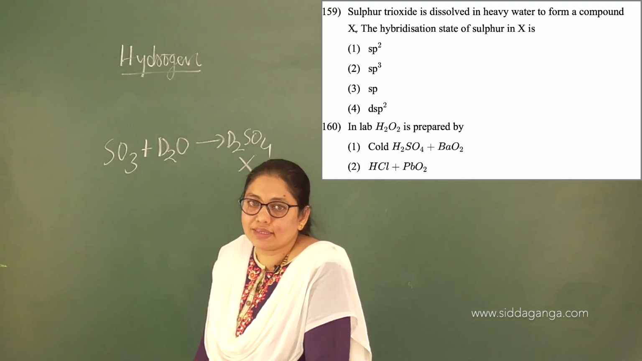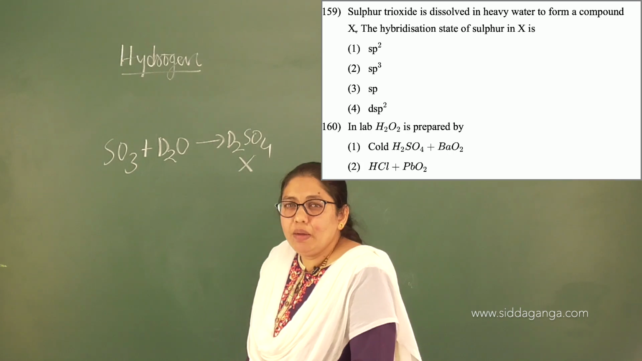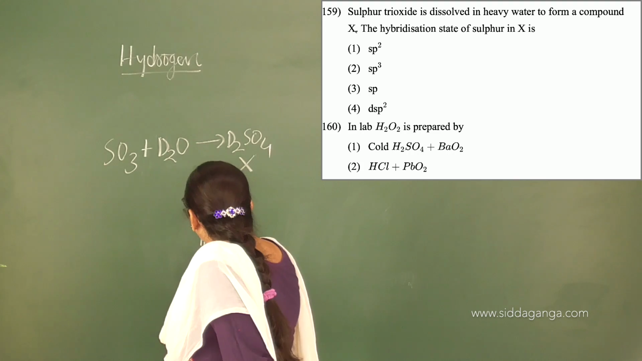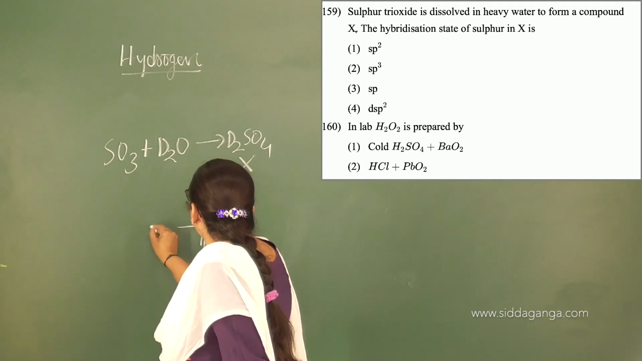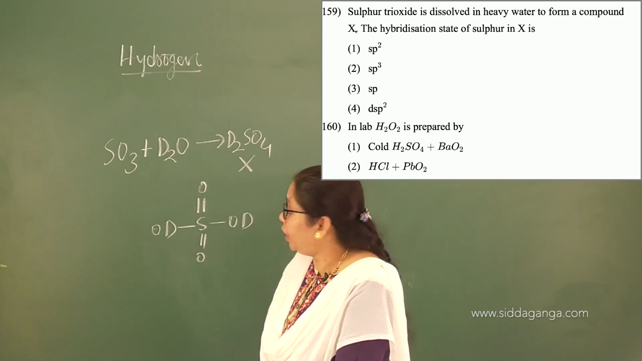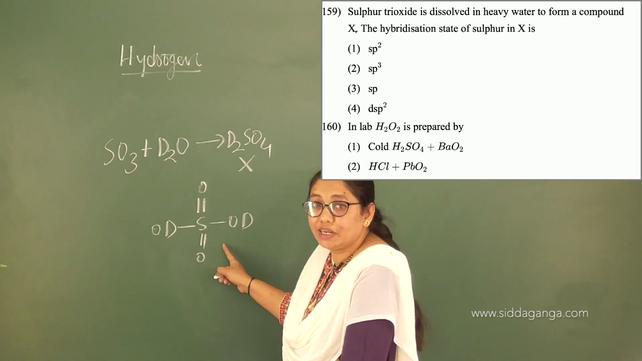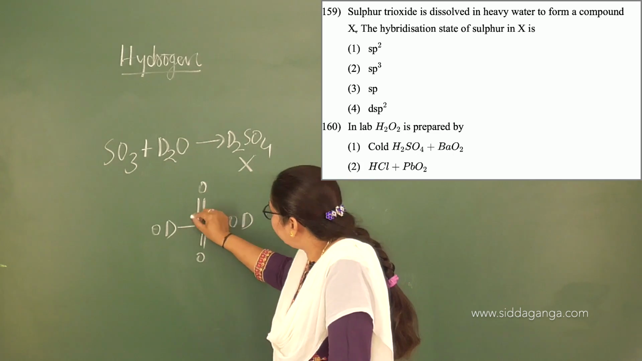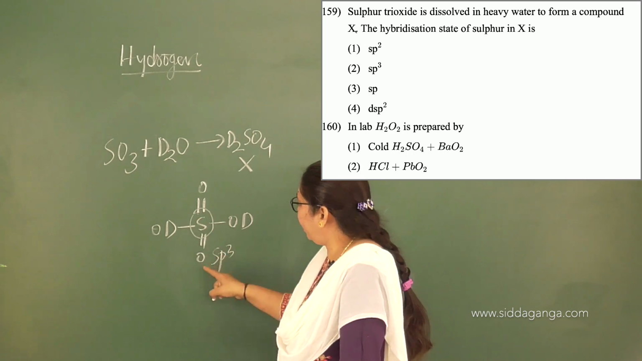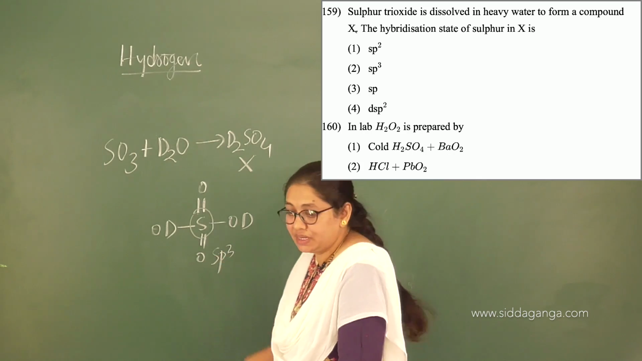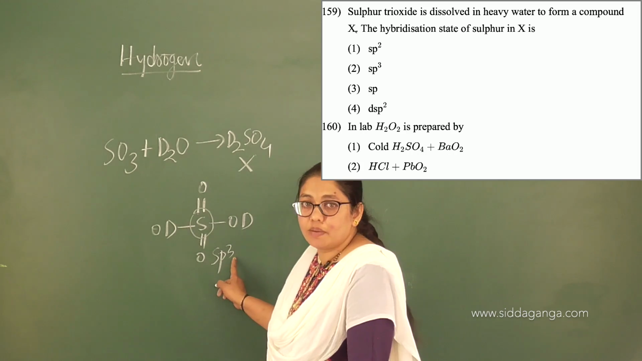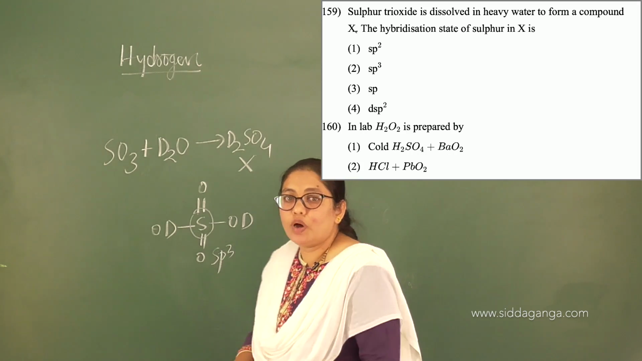Now we have to find out the hybrid state of sulfur in compound X. If I write the structure, it is a double bond O, here OD and then OD. This is dideuterio sulfuric acid. So the hybrid state of this sulfur in dideuterio sulfuric acid is sp3, because it will form 4 hybrid orbitals. That is option number 2. Understood this one? Move on to the next one.